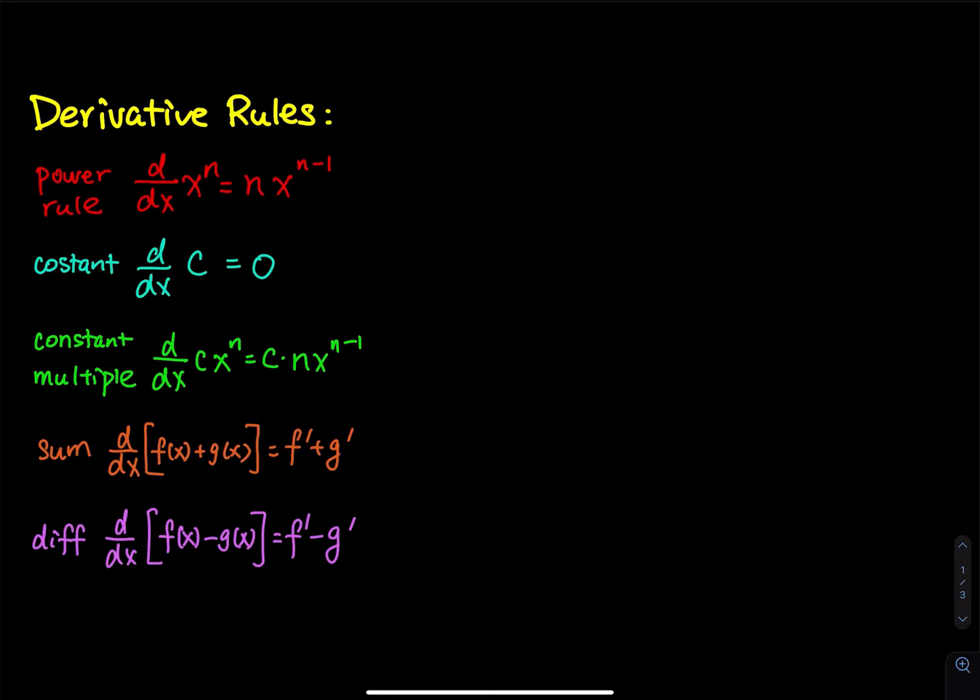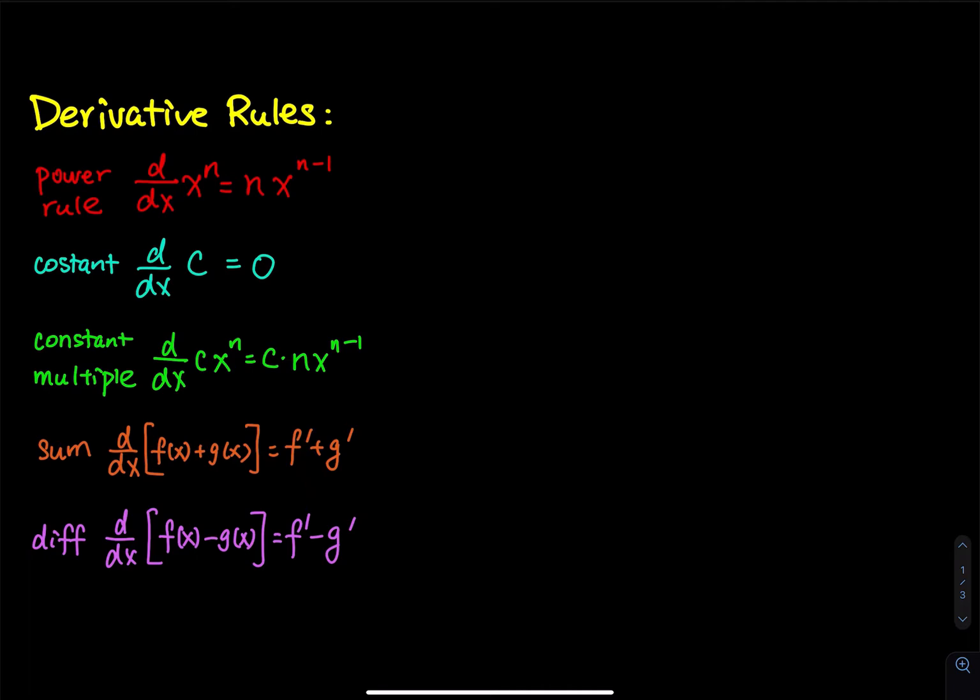These are the most basic derivative rules. So let's start with the first rule. The first rule is called the power rule. We have d/dx, the derivative with respect to x, of x raised to the nth power. That is n times x raised to the n minus 1. So what you have to do is you bring the power down to the front and then you take the power minus 1. It's very basic.